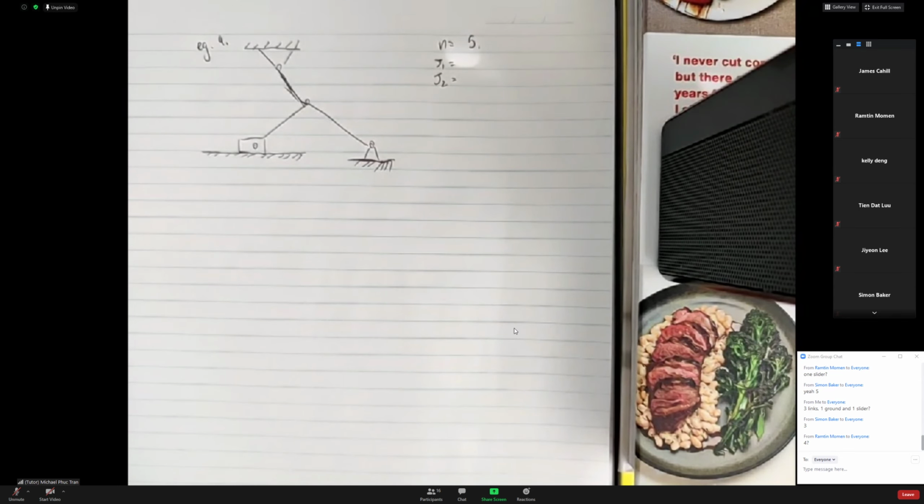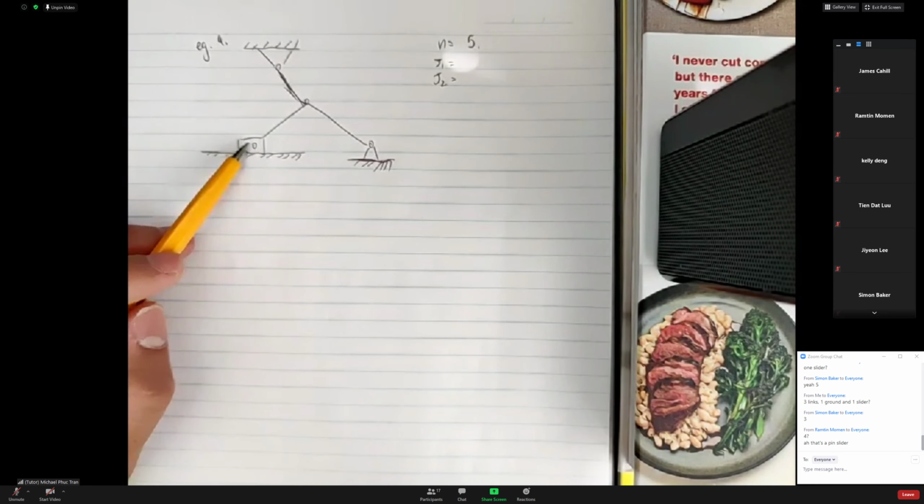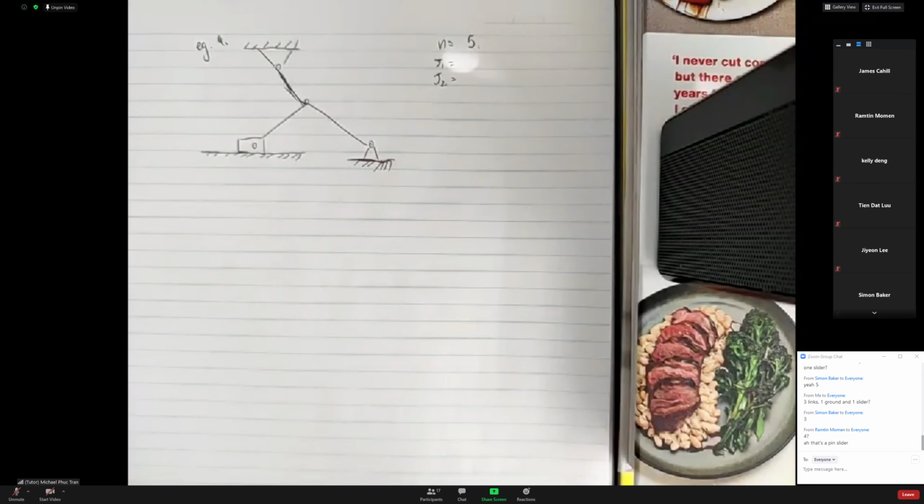Oh, no. Where did I get this question from? 1, 2, 3, 4, 5. Oh, okay. This one's a bit tricky. So you guys, 3 and 4, is that your guess? Yeah, it's a pin slider. You can count those two as separate ones if you count that as a separate body. 5.